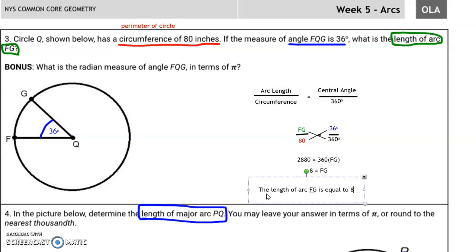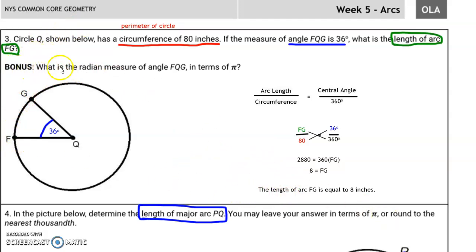However, we can't leave the problem like this because that's an easy way to lose 1 point. It tells us that the circumference of the circle is 80 inches. So that means the length of arc FG is equal to 8 inches. Remember, when we're talking about length of an arc, we're talking about inches or feet or yards or meters, centimeters, something like that. When we're talking about the measure of that arc in terms of degrees, that's what we're looking for.